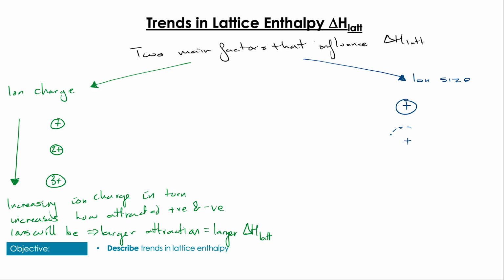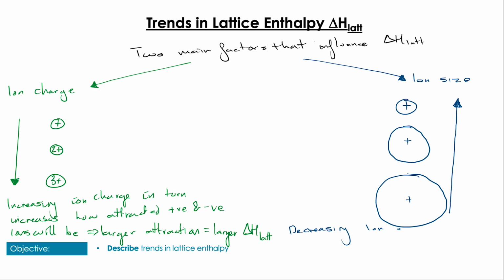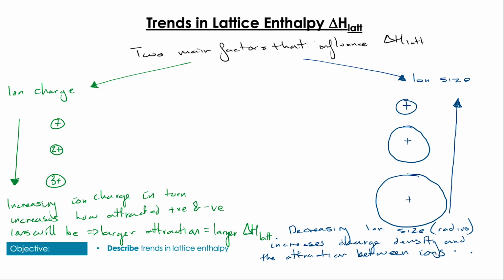Ion size works kind of in the opposite way. If we think about ions with the same charge, so all 1+ charge here, as we increase the size, we decrease the charge density. That's the charge per unit volume of an ion as we increase the radius. So we would decrease the force of attraction as the ions get larger, and that would decrease lattice enthalpy, or inversely, the smaller the ion, the larger the lattice enthalpy. So when either of these are changed, we end up changing the lattice enthalpy.